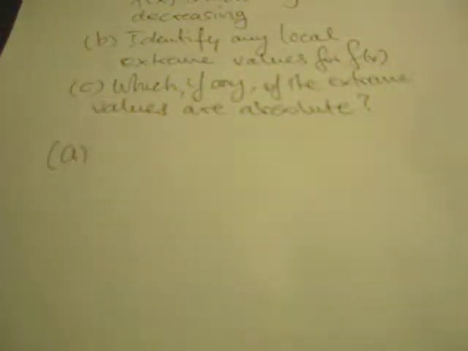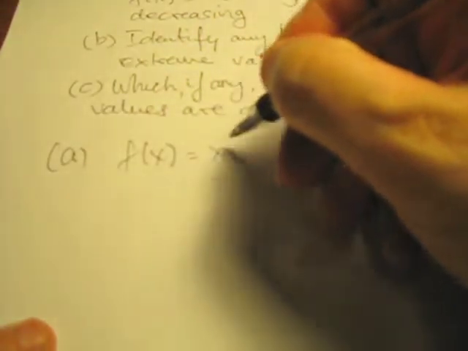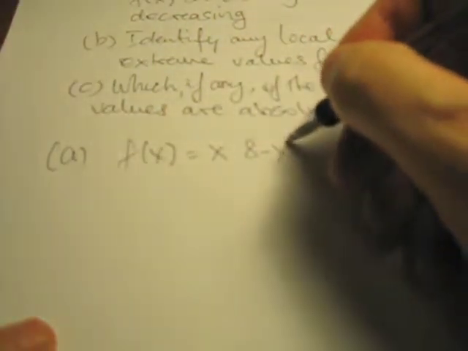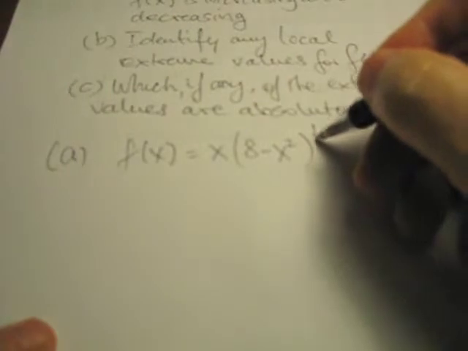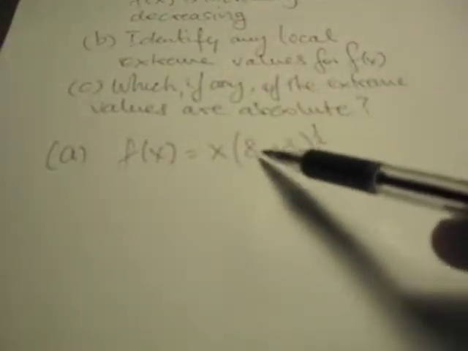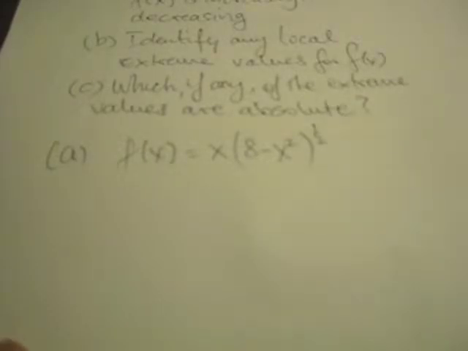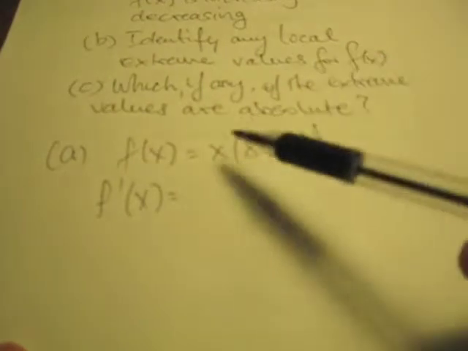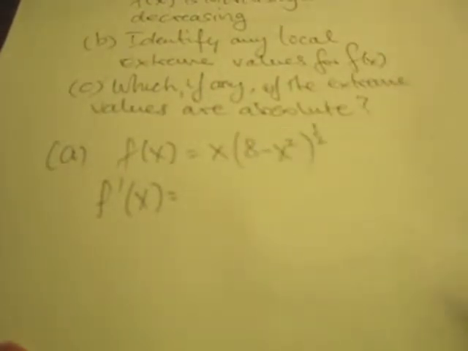Alright, now in part A we want to find intervals where it's increasing, so we're going to need the derivative. So first of all I'm going to write the function in exponent form. Alright, so this now will be our function, x times 8 minus x squared to the power of a half. Our derivative then is going to require the product rule with the chain rule.